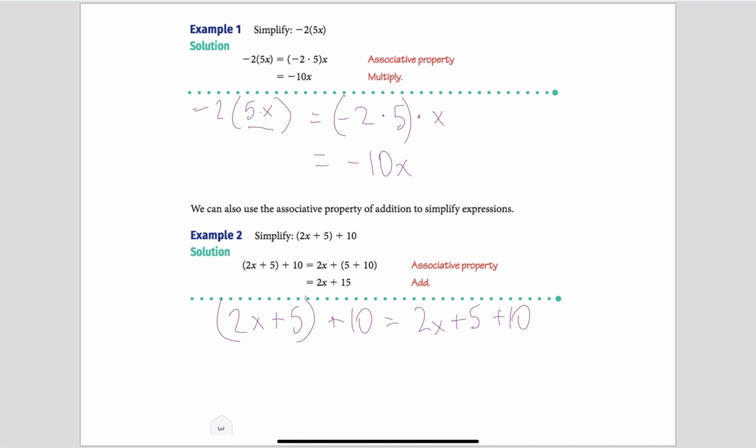So for instance here, instead of thinking about 2x plus 5 as the thing that needs to go together, I should probably be thinking about 5 plus 10 as the thing that needs to go together. 2x is not a like term with anyone else. It doesn't have anyone else to mix with. But 5 and 10 can add together to get 15.